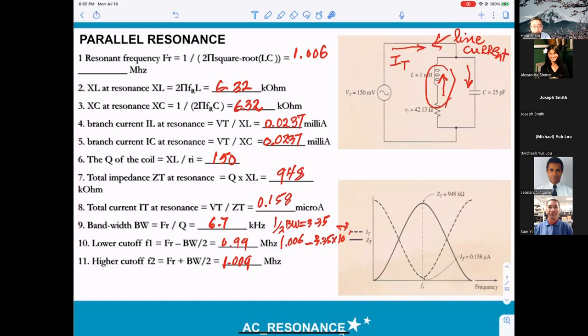Okay, and now we want to verify number 9, 10, 11. Bandwidth, you do it for me. Lower cutoff, higher cutoff. I get 6.7 kilohertz in the bandwidth. Lower cutoff, I get 0.99 megahertz, and higher cutoff, 1.009 megahertz. Please verify that calculation.